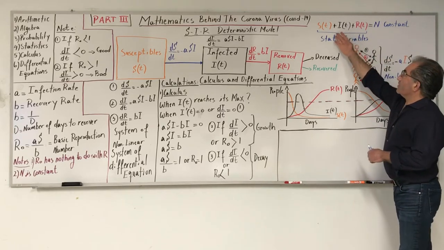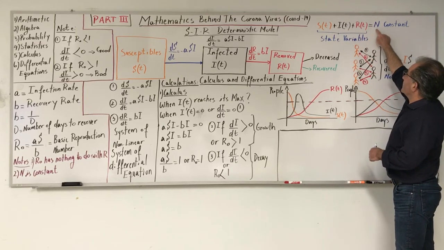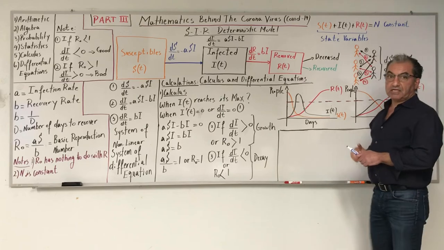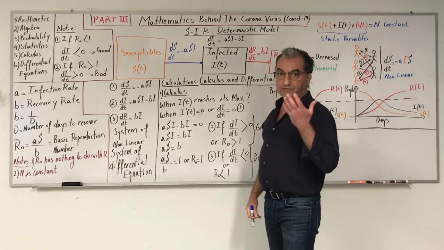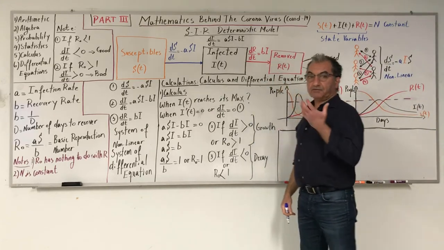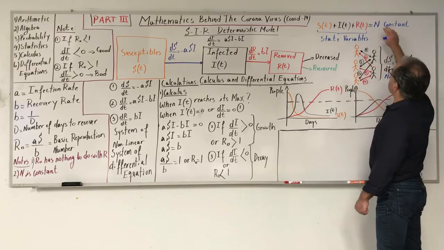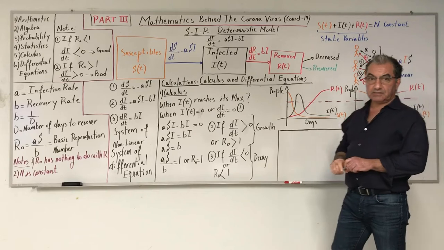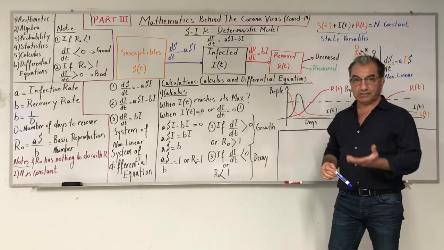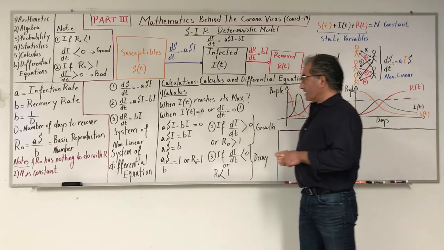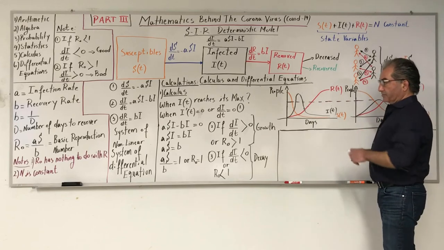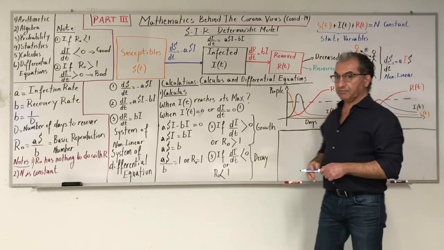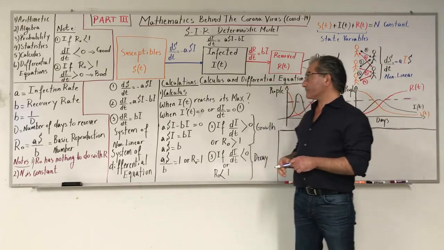And if we add all these people, we get N, which is the population. That could be the population, as I told you, of the country, of a city, or the entire world. In this model, we assume that N is constant. It doesn't change. It's not usually the case, but it's still a good model to predict what's going on and what's going to happen in the future.